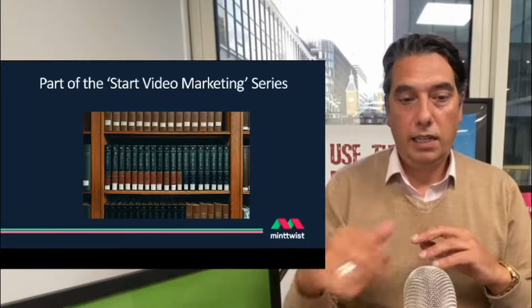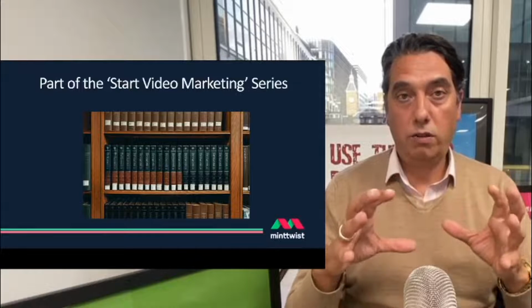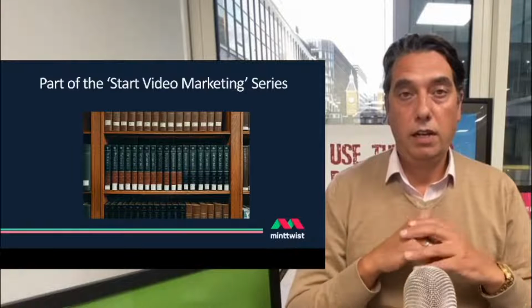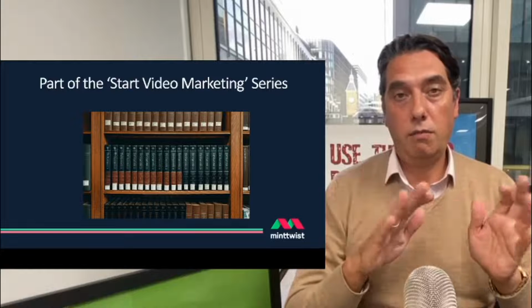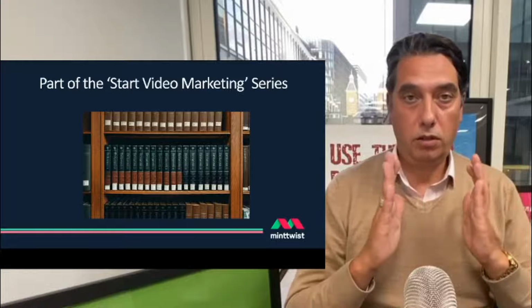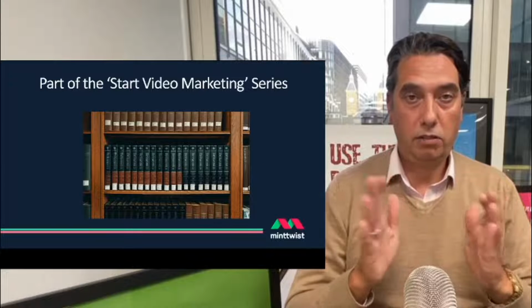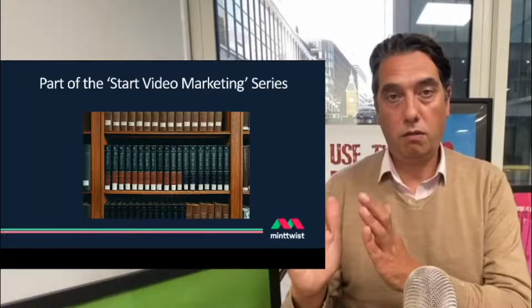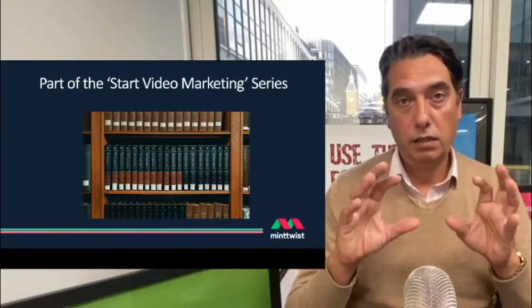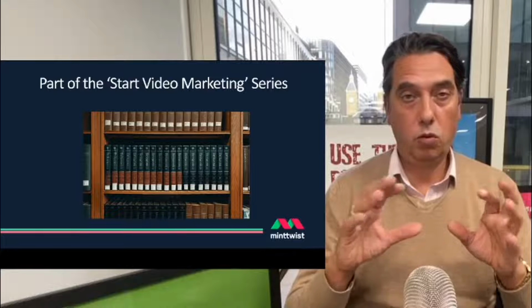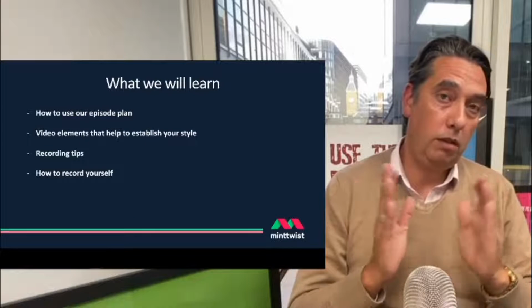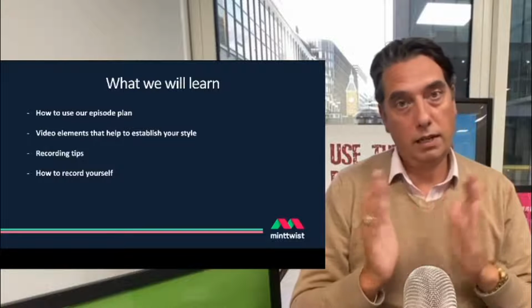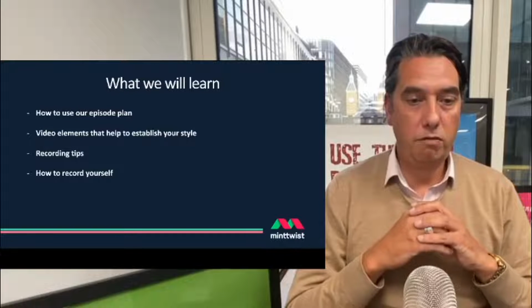So this video is part 3 in a series of 5, and that series is all about how to help you to start video marketing. Part 1 was about strategy. Part 2 was about planning a series and creating an episode plan. And now part 3 is about actually producing the video content, so recording the video content. If you haven't watched part 1 or part 2, I would recommend you watch them first and then come back to this video in part 3.